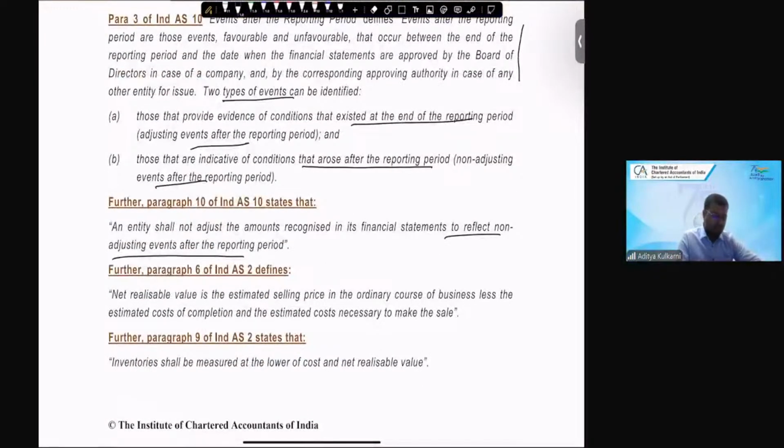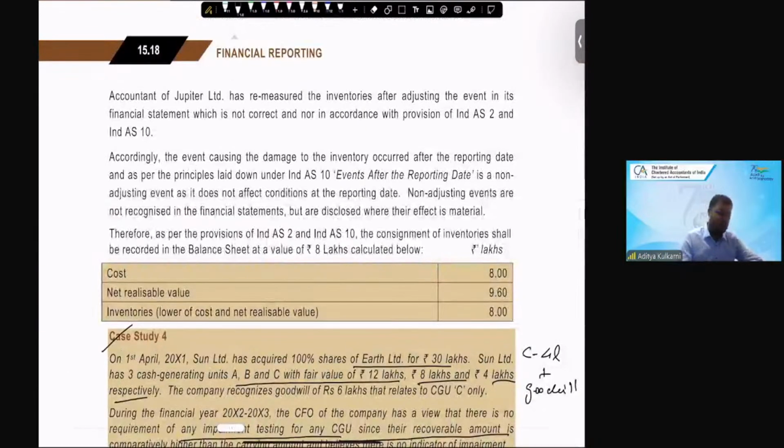Further, para 6 of Ind AS 2 defines NRV as the estimated selling price in the ordinary course of business, less estimated cost of completion and estimated cost necessary to make the sale. Further, Ind AS 2 states that inventory is to be measured at lower of cost or net realizable value. The accountant of Jupiter has remeasured after adjusting the event in its financial statement. This is not correct, not in accordance with Ind AS 2 and Ind AS 10.